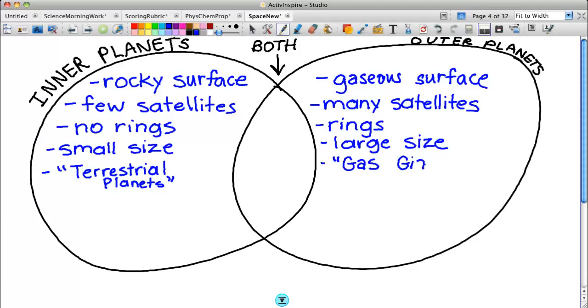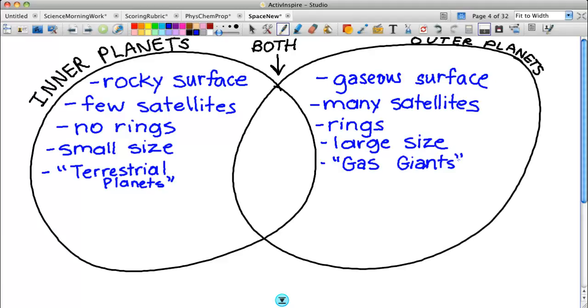Do you have an idea as to why we call them the gas giants? Why do you think we call them the gas giants? Avery. Because they're the bigger planets and they're made out of gas. Yes, they have gaseous surface and they are the largest of the planets.